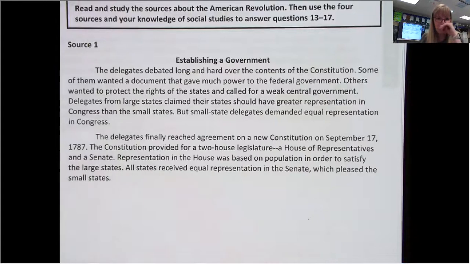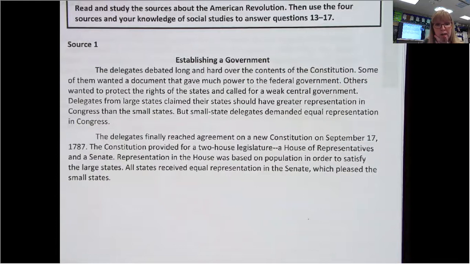Some of them wanted a document that gave much power to the federal government. Others wanted to protect the rights of the states and called for a weak central government. Delegates from large states claimed their states should have greater representation in Congress than the small states, but small state delegates demanded equal representation in Congress. The delegates finally reached agreement on a new constitution on September 17, 1787.